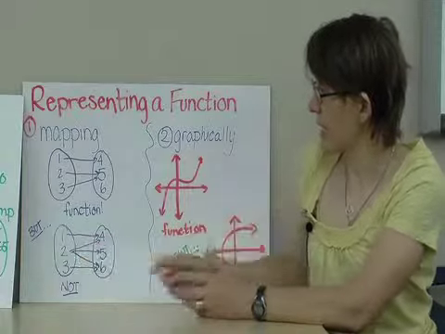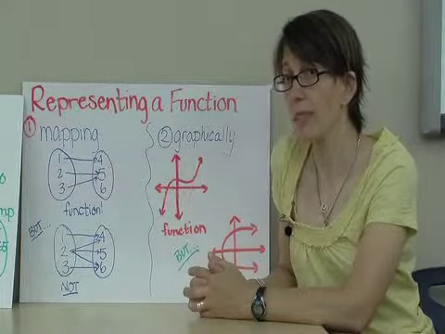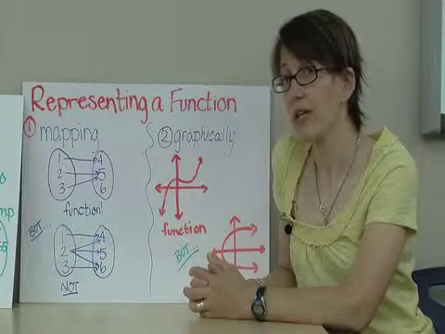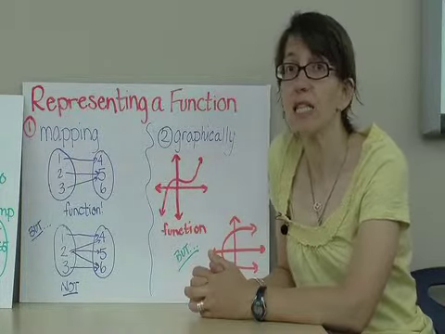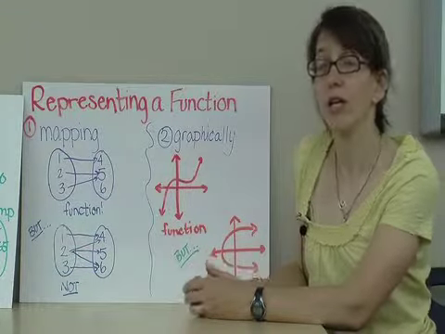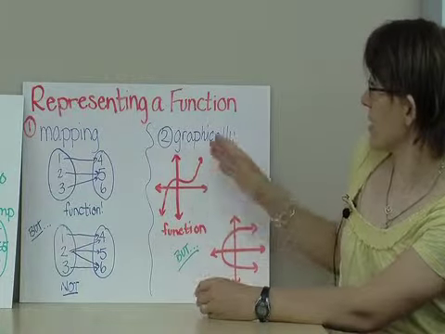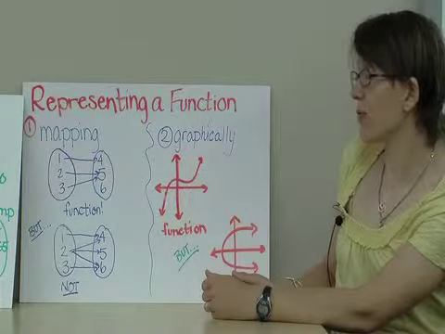However, in this next set, 1 is matched with 4, 2 is matched with 4, then matched with 5, then matched with 6. This means it is not a function because this numeral 2 has been matched with more than one output value. We can also represent functions graphically.